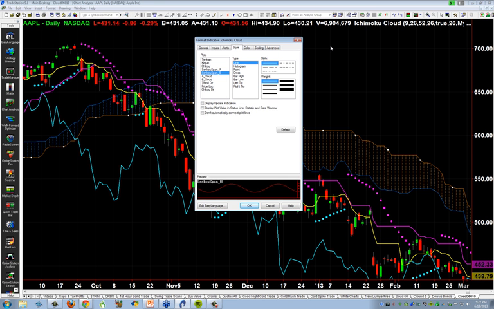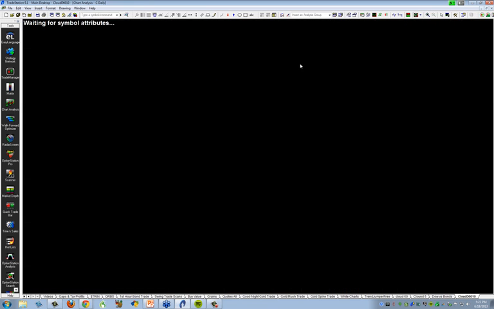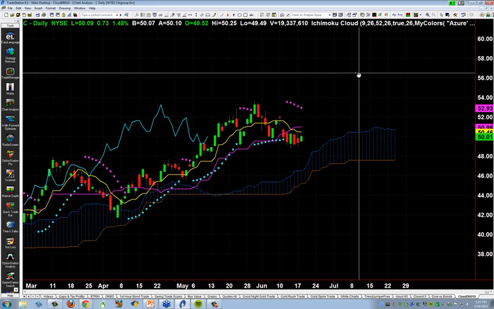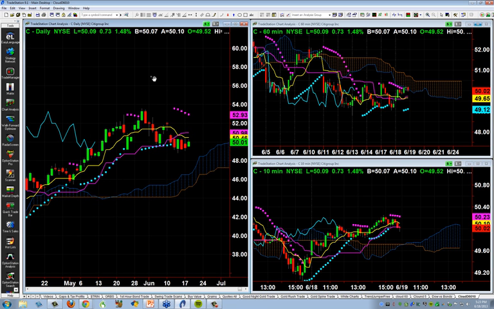What is Orbs? Orbs is an open range breakout system. Let me see here. Take a look at Citibank. Citibank is a good long, and the 60-minute doesn't agree, but the 10 does. But Citibank looks pretty good. Looks like it's going to come down here and tag the cloud at 48.